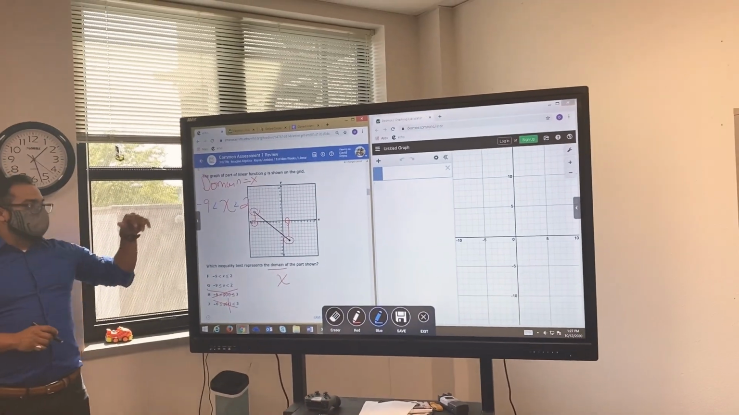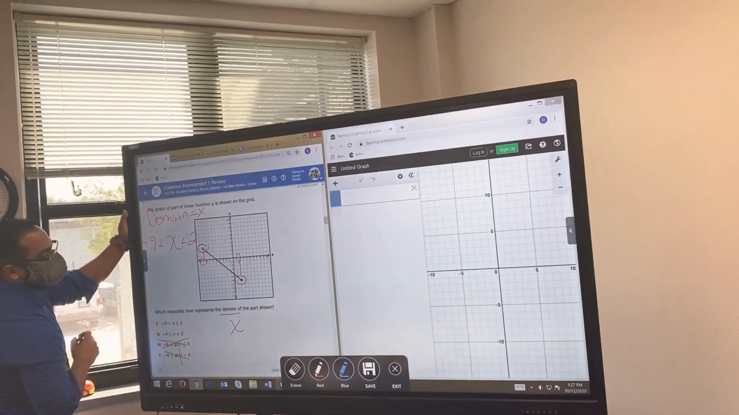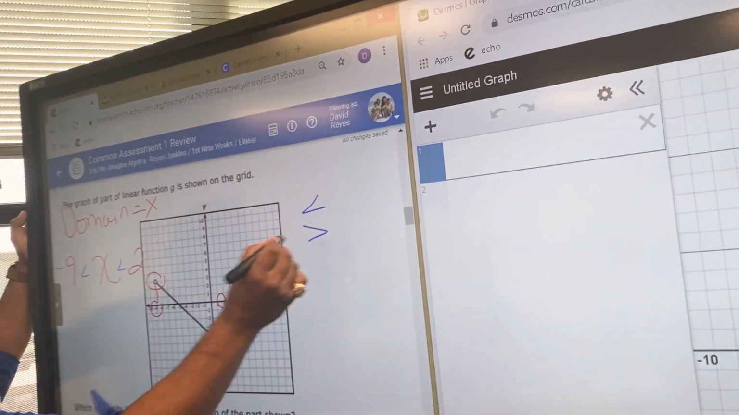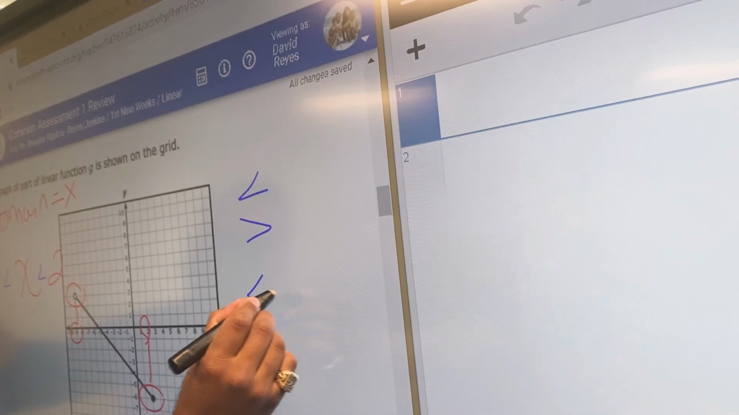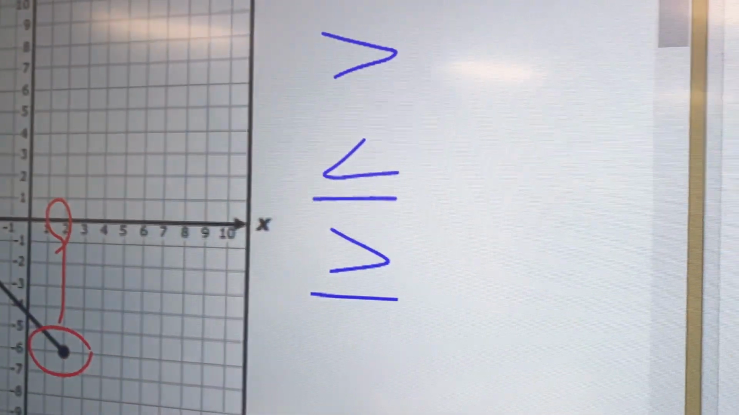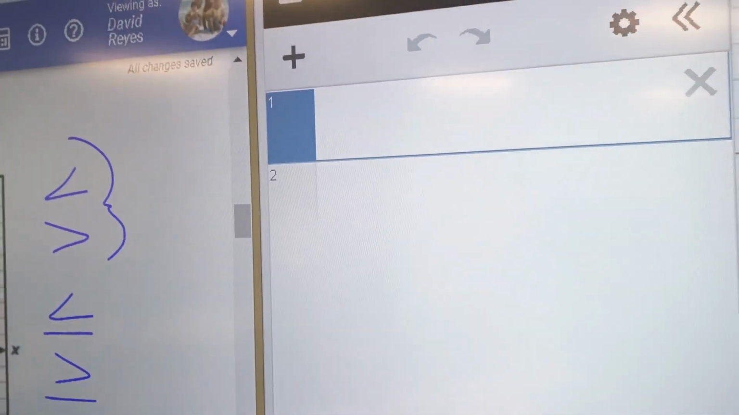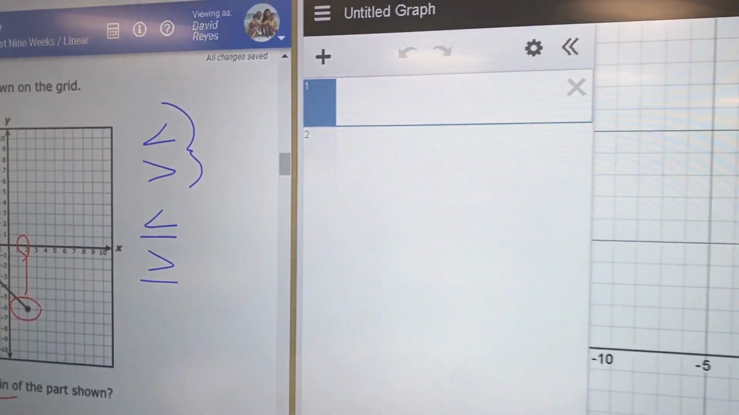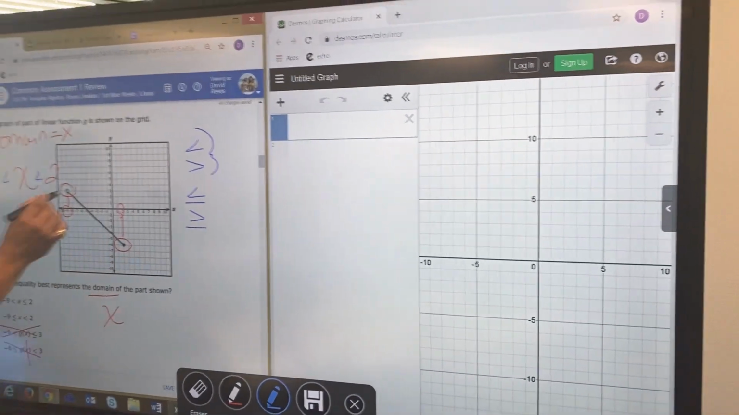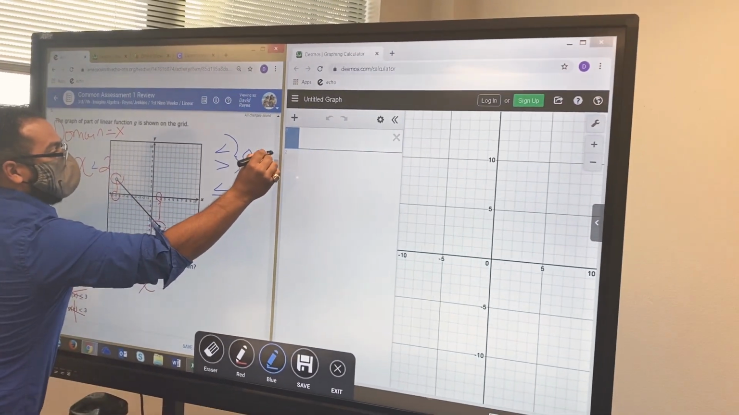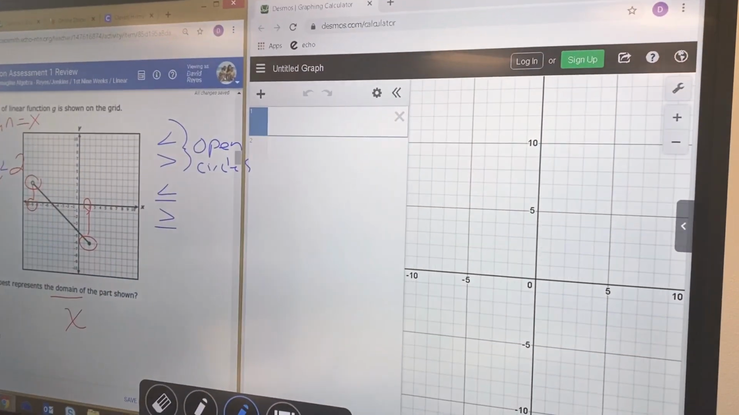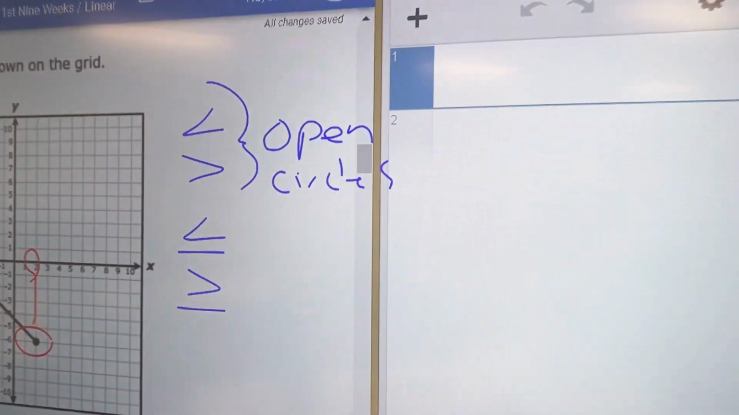The last thing I need to look at, open or closed circle. My inequality signs, remember I have 4 of them. Less than, greater than, less than or equal to, greater than or equal to. If there is no bar underneath the sign, are those open or closed circles? Open. Talked about it last week. These are open circles. If you don't have it in your notes from last week, guys, you should write it down right now. There's a video on it on your agenda from last week.